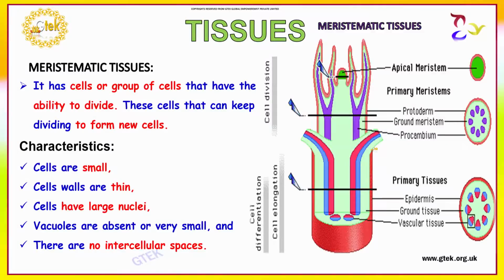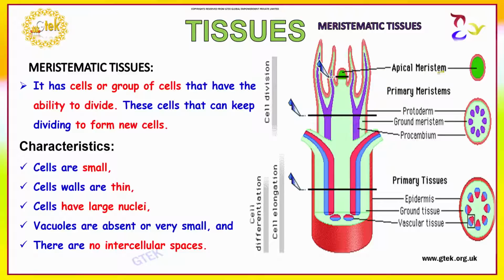Now we are going to see meristematic tissues. Meristematic tissues have cells or groups of cells that have the ability to divide. These cells can keep dividing to form new cells. The characteristics of the cells are that they are small and the cell walls are thin. The cells have large nuclei. The vacuoles are absent or very small, and there are no intercellular spaces. You can see the meristematic tissues over here.